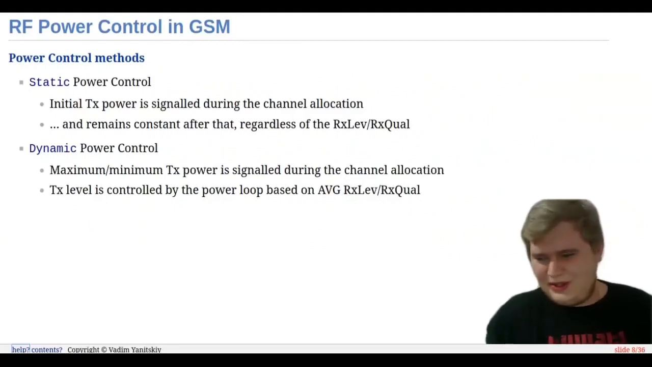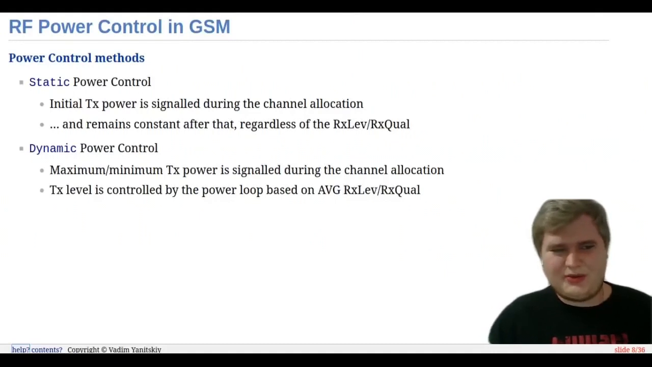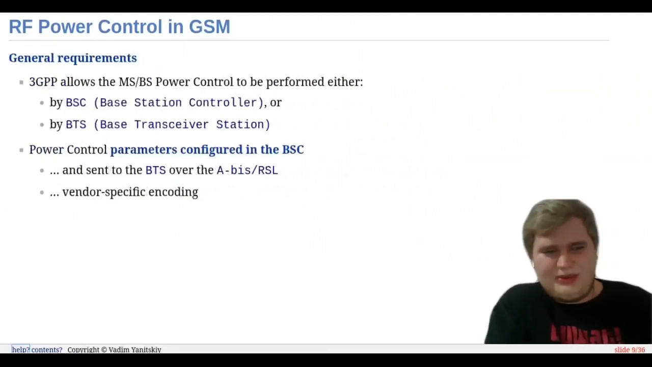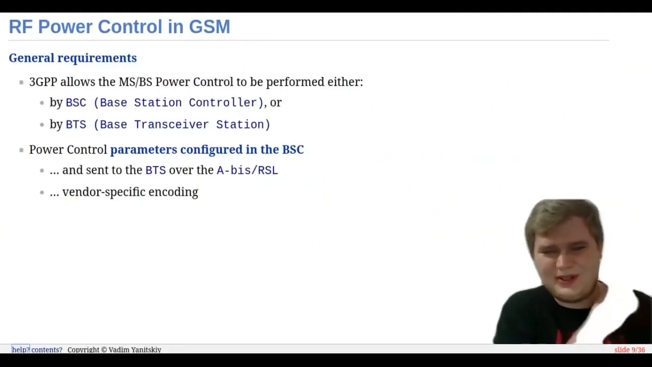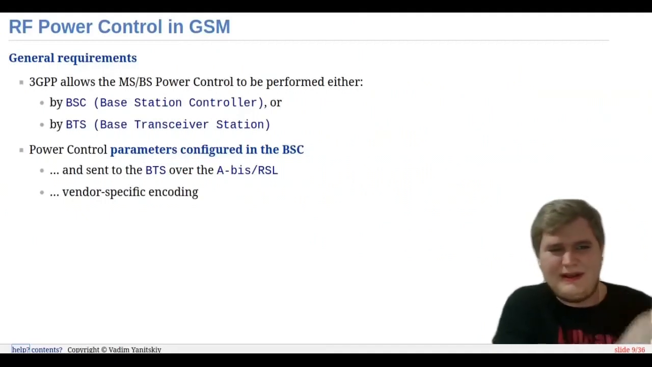So in both cases, you signal some TX power level during the channel allocation, and then after that, it depends on the type of power control, whether it's changed or not. And 3GPP defines general requirements for power control implementation, just like with the PCU, packet control unit. 3GPP gives us freedom of implementing it either BSC collocated or BTS collocated. So similarly, in this case, the power control is performed either by BTS or BSC.